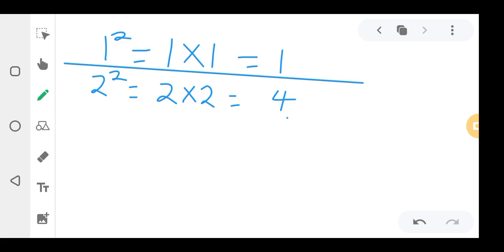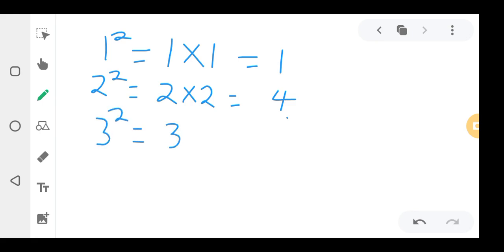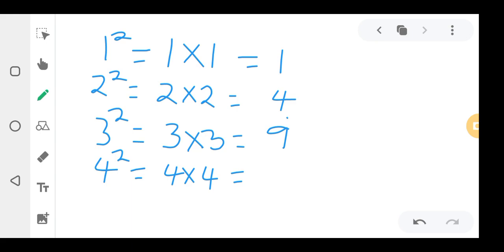If I write 3 squared, it is 3 times 3. 3 squared means multiply 3 twice. That's what squared means, which is equal to 9. If I say 4 squared, I mean 4 times 4, which is equal to 16. What about 5 squared? What does it mean? If I say 5 squared, I mean 5 times 5.